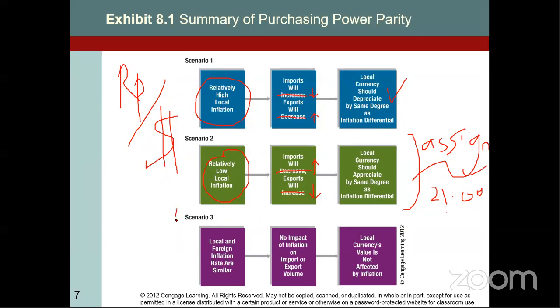If it's scenario three, you don't have to explain it. I will explain it to you. This is a very simple one. So you have a similar inflation rate for local and foreign. So there is no impact. And the local currency's value is the same as the value of the inflation rate.